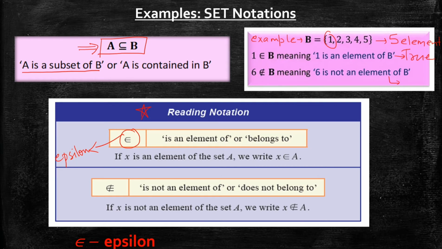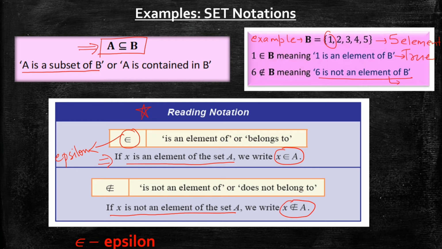We could say that 6 does not belong. So you write the epsilon and you strike it off. That would tell you that 6 is not an element of B. So we use this epsilon notation to check or to say whether an element is a part of a given set or not. We can conclude this by saying, if X is an element of a set A, then we write it in this manner, and if X is not an element of set A, then we write it in this manner.